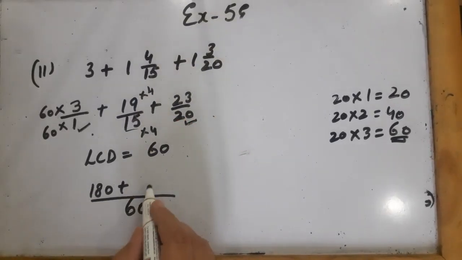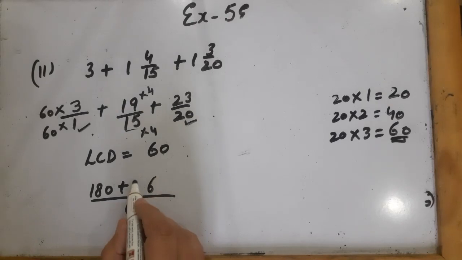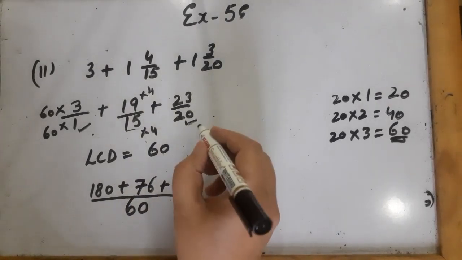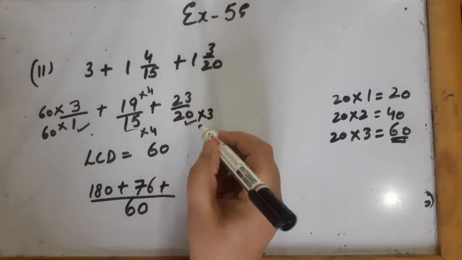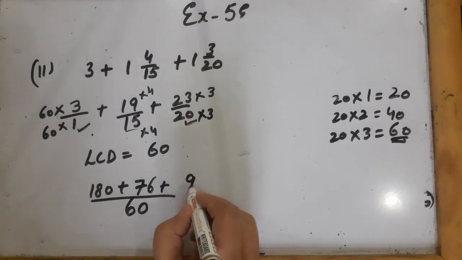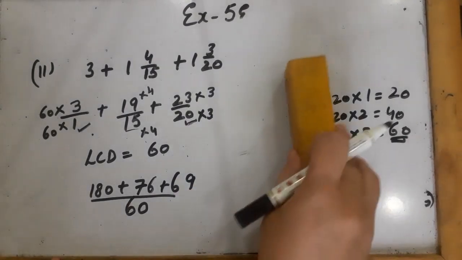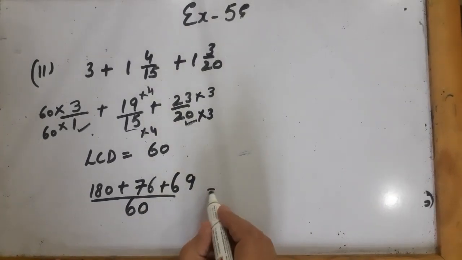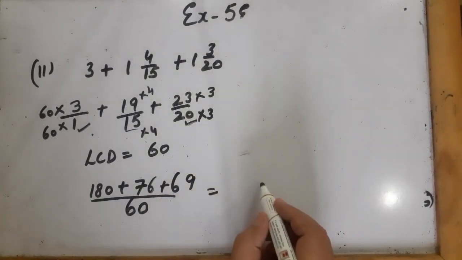So you will get 76. Now 20 multiplied by 3 is 60. So it means 23 also multiply by 3. So that will be 69. So now what to do? You add all the numerators. So what would you get? 9 and 6 is 15.